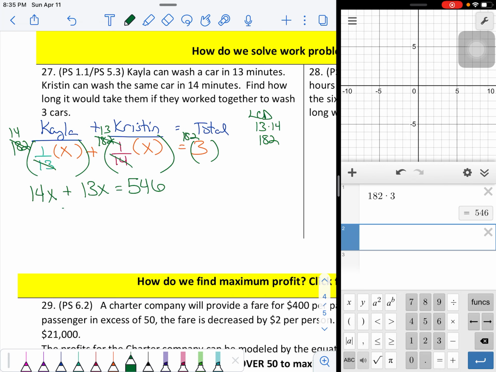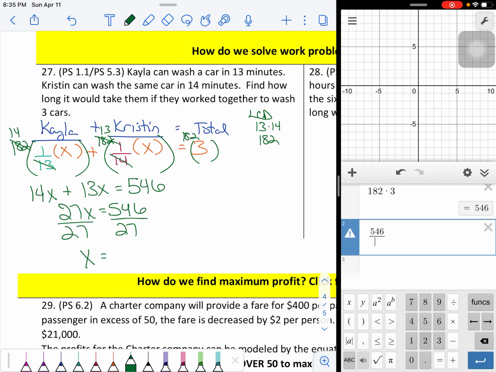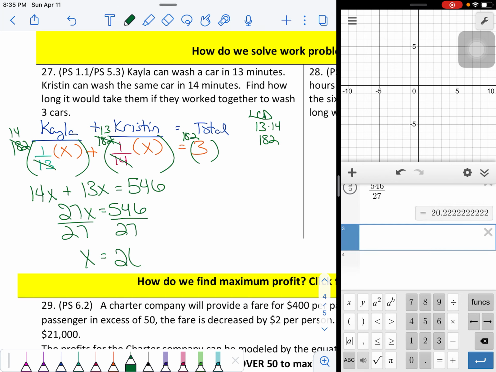All right, so 14x plus 13x is 27x, and that's equal to 546. I'm going to divide both sides by 27. So x is equal to 546 divided by 27. So 20.2 repeating. So I'm going to do 20.22, and this is minutes. All right. So if Kayla and Kristen work together in a little bit over 20 minutes, they would be able to wash 3 cars together.